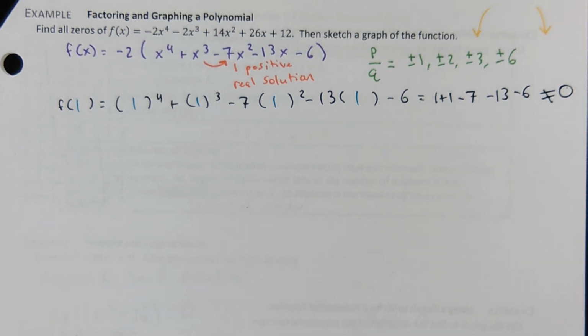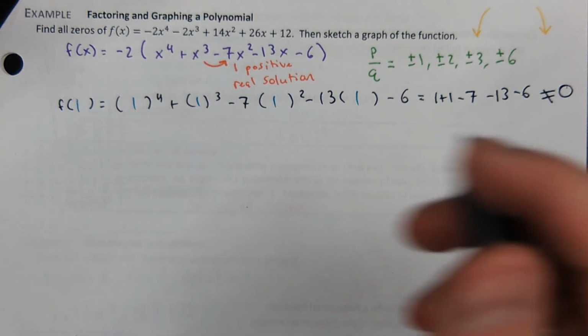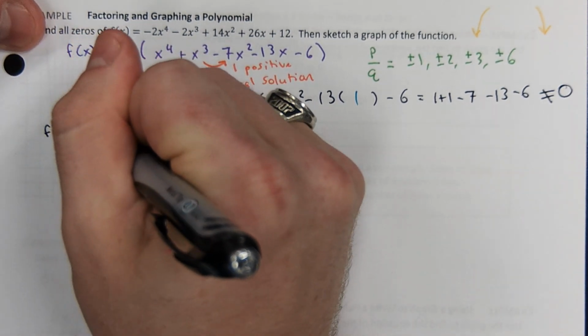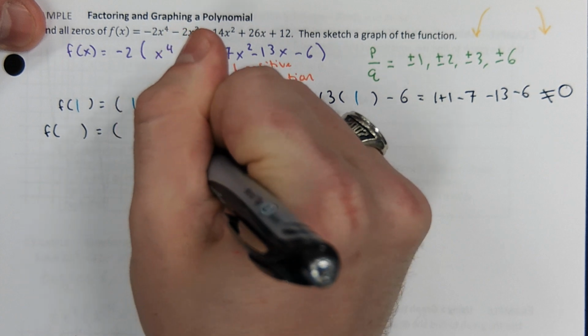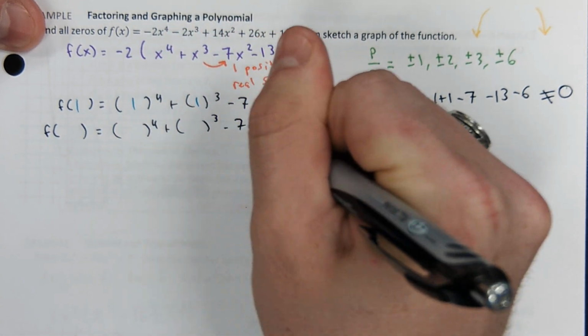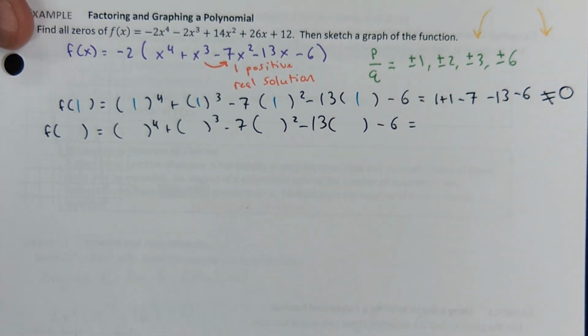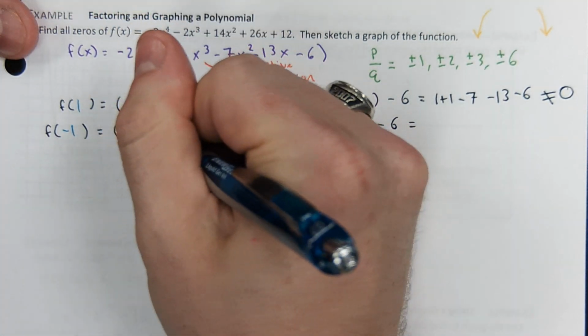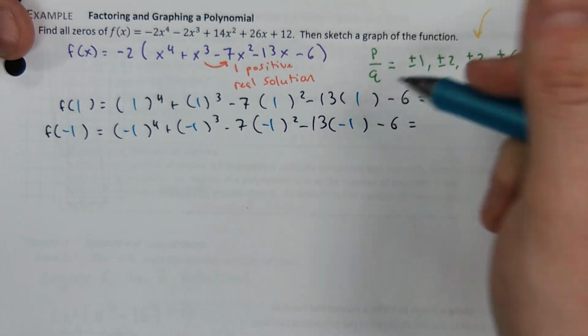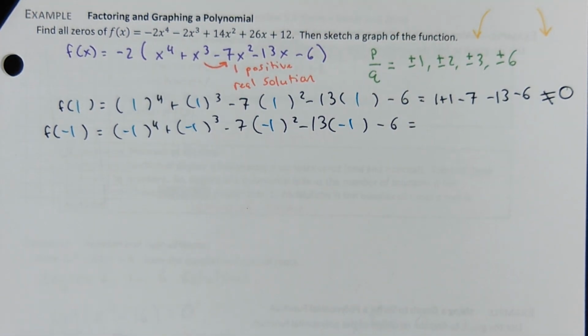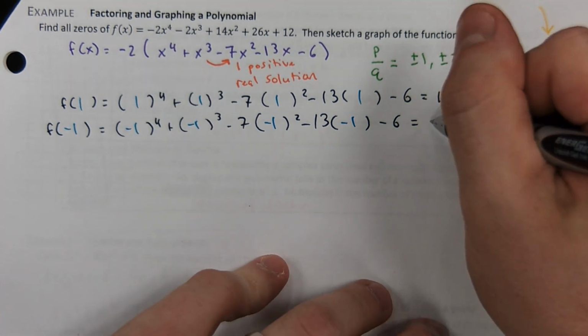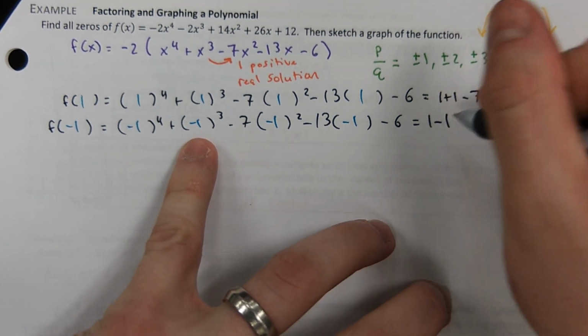Then I always go for the next biggest number, negative 1. And we really hope that this works. Otherwise, we have to check a third number. This is like fancy guess and check. Negative 1 to the 4th is positive 1. Oh, but then I got a minus 1. All right, well, we're at 0 so far.